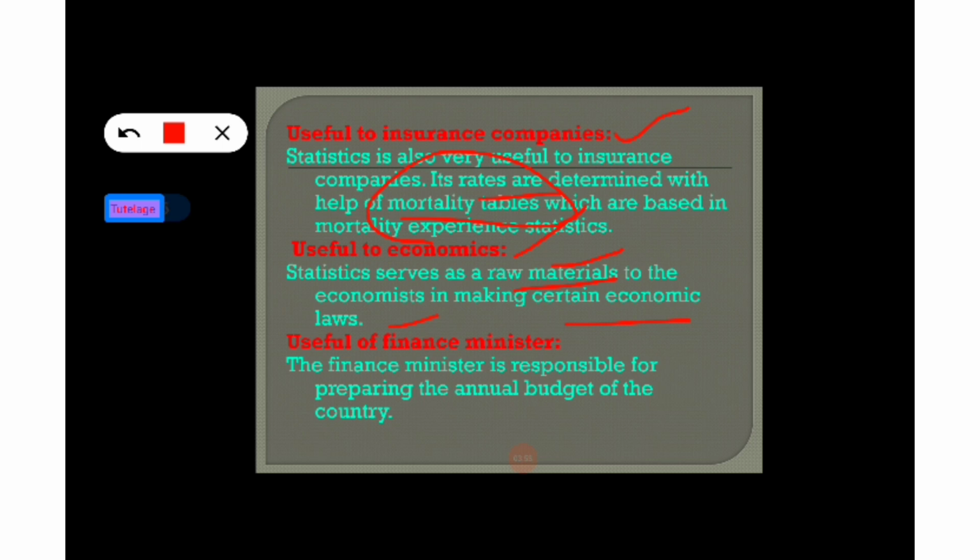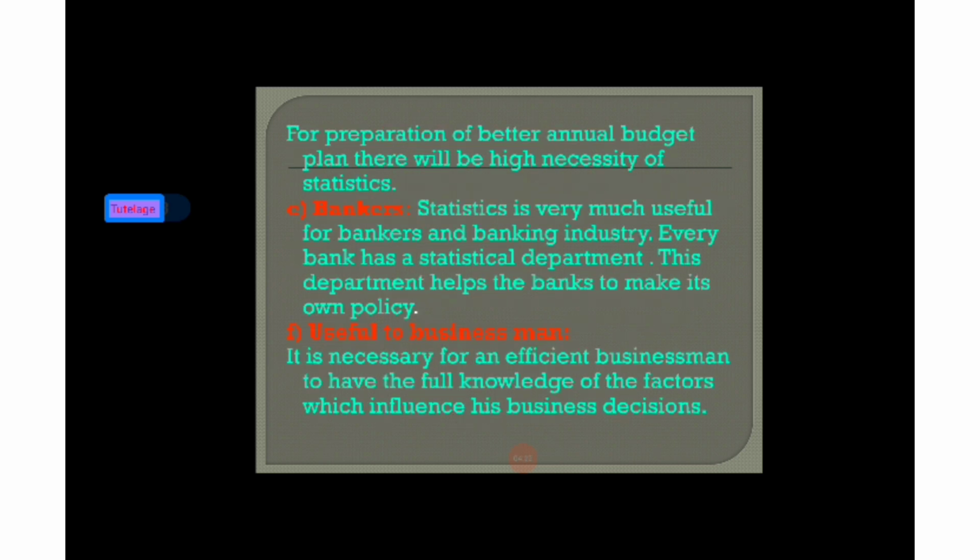So now going to the next use of statistics, it is useful to the finance minister also. Obviously the finance minister is responsible for preparing the annual budget of the country. So without statistics it is impossible. That's why statistics is useful to the work of the finance minister. Okay, so now move on to the next slide.